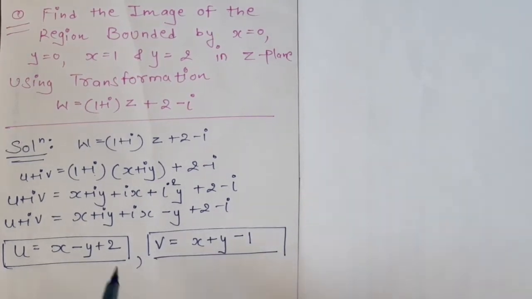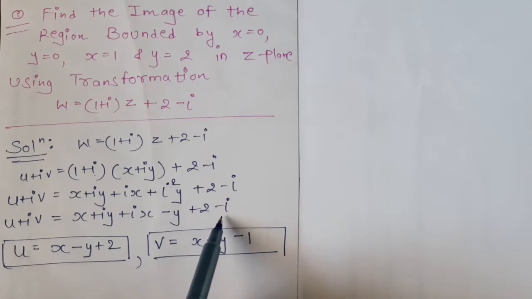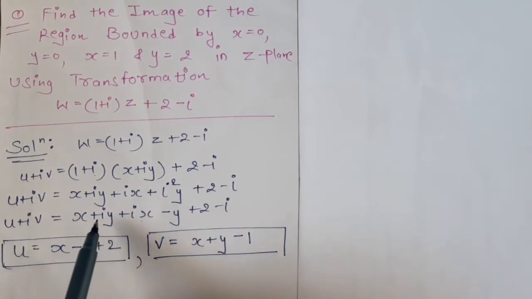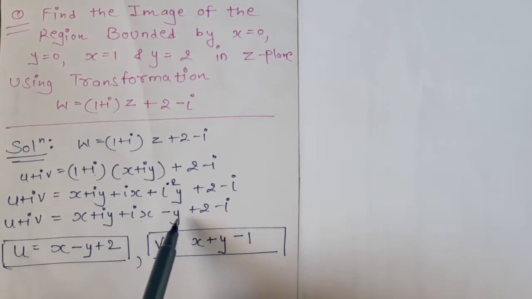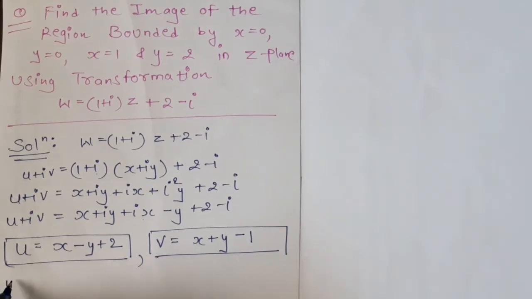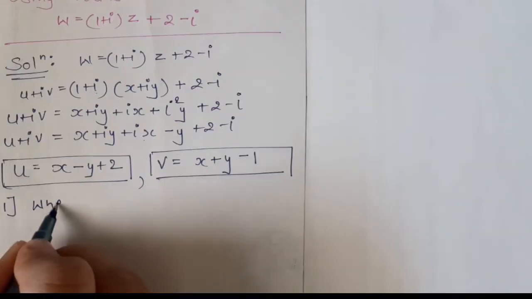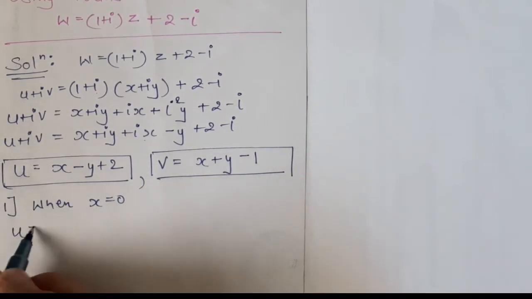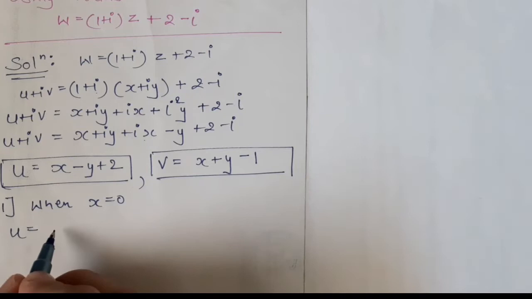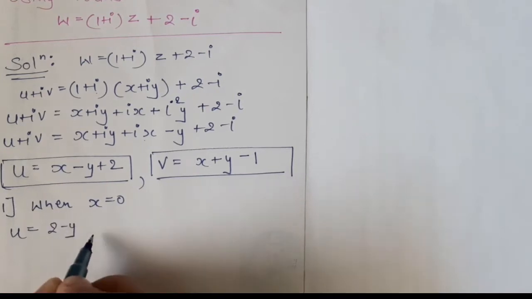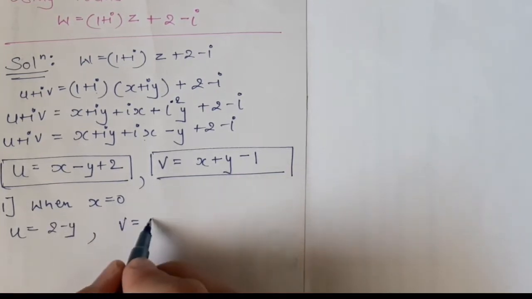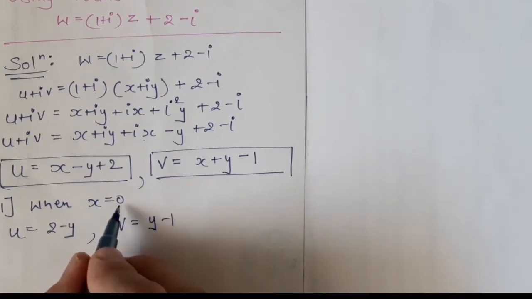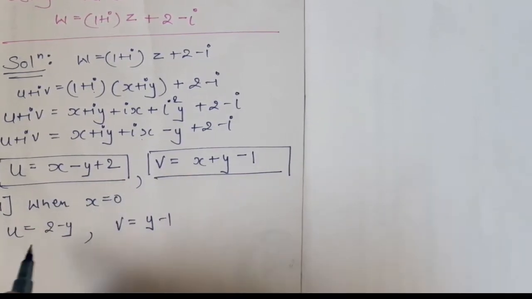That is, v is equal to x plus y minus 1 and u is equal to x minus y plus 2. Okay, so now first we will see when x is equal to 0, that time what will be u and v. So here u is equal to 2 minus y and v is equal to y minus 1. Just substitute x equals 0 in these two above equations, so you will get these two.